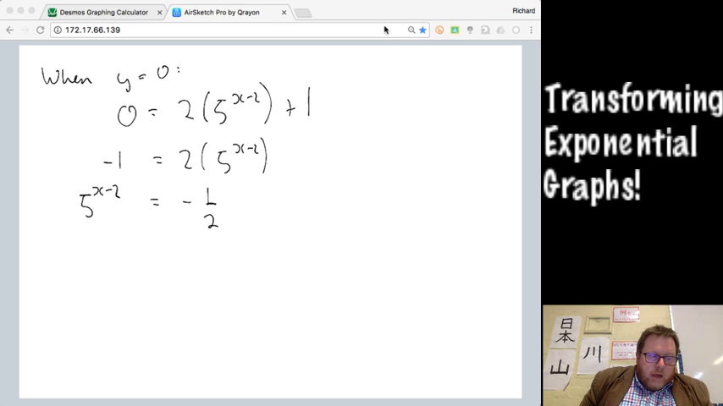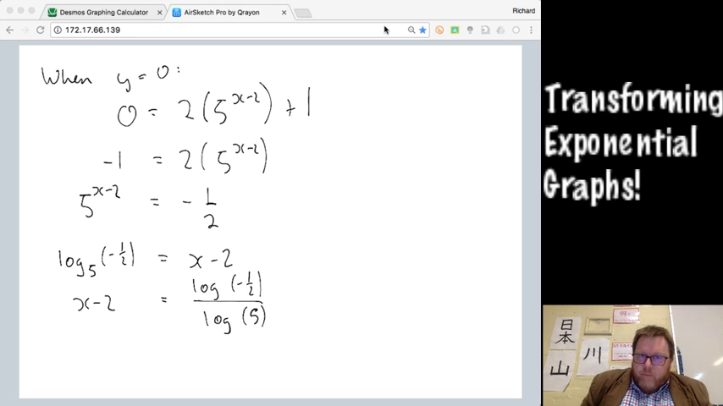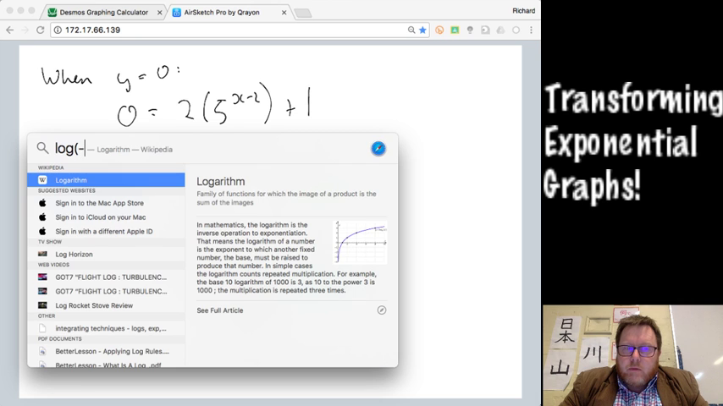Okay, now we can use our logs from this point on to work out exactly what x might be. So that gives us log base 5 of minus a half is equal to x minus 2. So x minus 2 is equal to, now I'm going to use change of base, log of minus a half over log of 5. Now, have a look at what happens when I go log of minus a half. Log of minus 0.5.